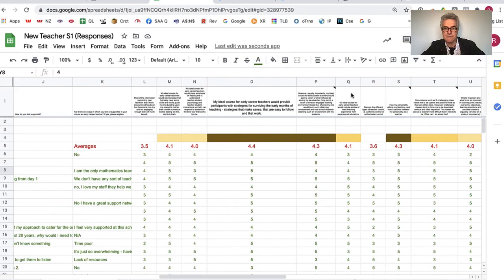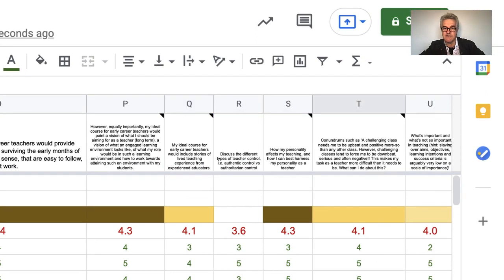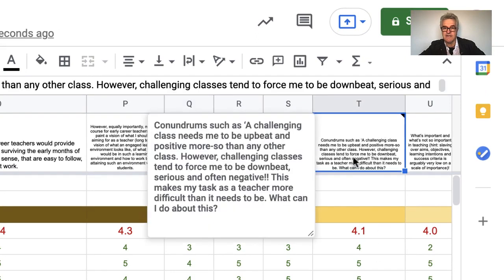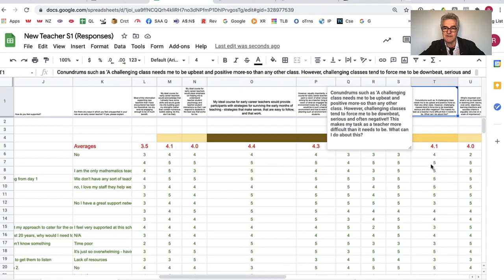We'll just have a look at a couple of 4.1s. Stories of lived teaching experience from experienced educators. Well, there's certainly a fair bit of that. This one here, conundrums such as, a challenging class needs me to be upbeat and positive, more so than any other class. However, challenging classes tend to force me to be downbeat, serious, and often negative. This makes my task as a teacher more difficult than it needs to be. What can I do about this? This is one of the biggest conundrums, I think, in teaching. And yes, we talk about that.